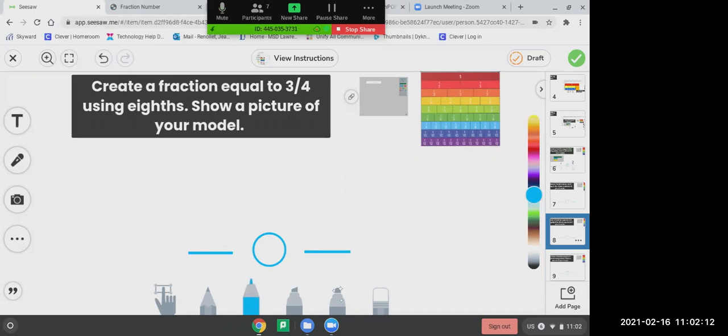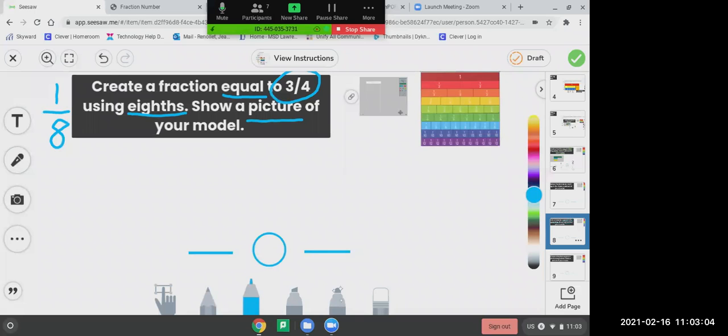Create a fraction equal to 3/4 using eighths. Show a picture of your model. So first, I want to pay special attention to what information the text tells me. Create a fraction equal to 3/4 using eighths. When we see a word in word form, it's helpful to write the unit fraction. Eighths is the same thing as 1/8 parts. Then we're going to show a picture of our model.